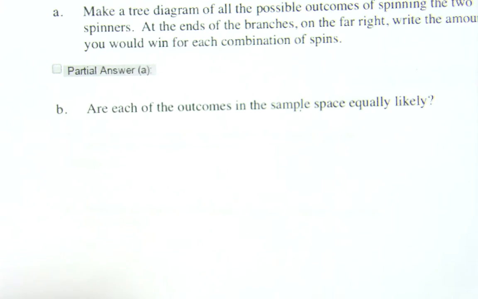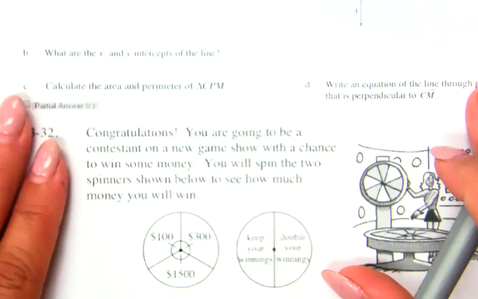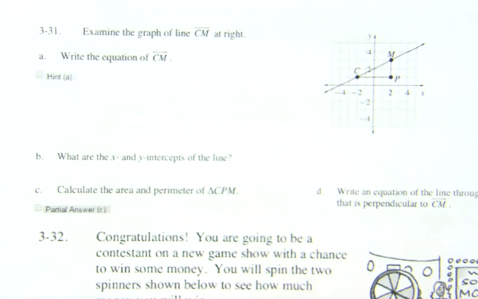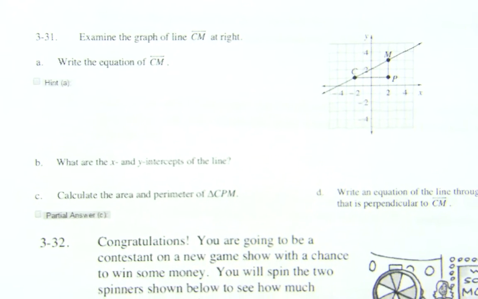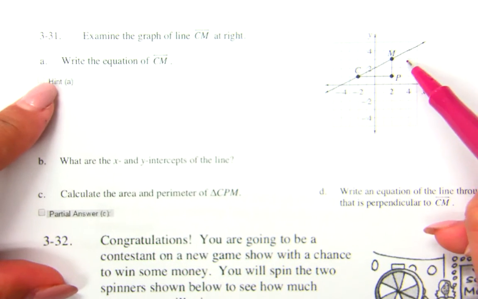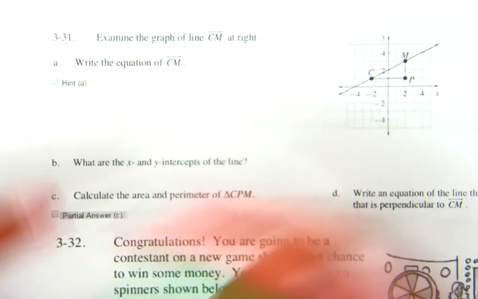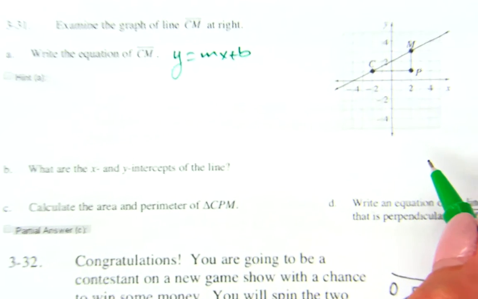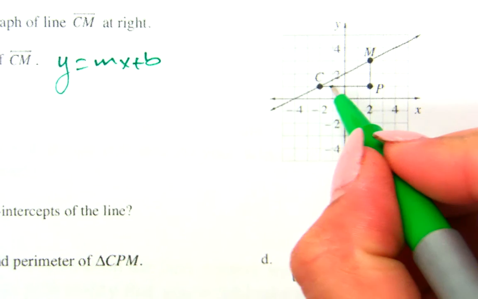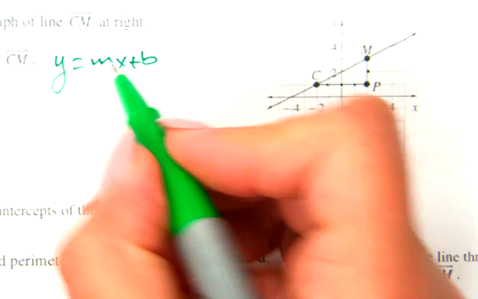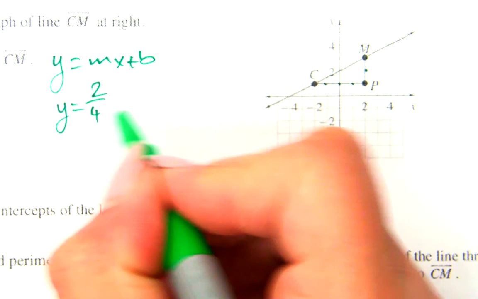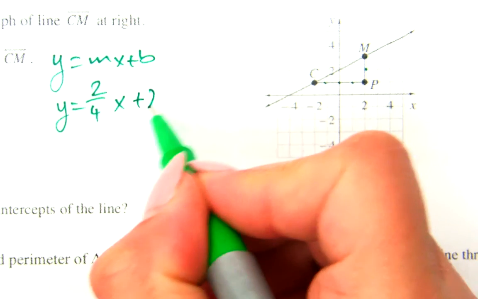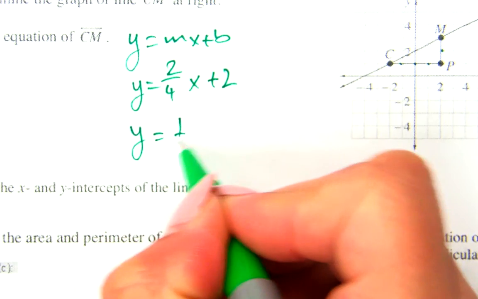Okay, number 31. We have a very different dynamic for this one. Examine the graph at the right. We have line CM. What's the equation of CM? This is going to be in y equals mx plus b. Your slope should be, let's see, 1, 2, 3, 4, 1, 2, so we're going 2 over 4 for your slope. And then your y-intercept is at 2, so plus 2. Or better known as 1/2 x plus 2.